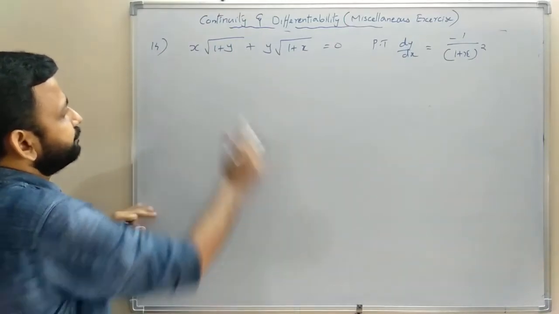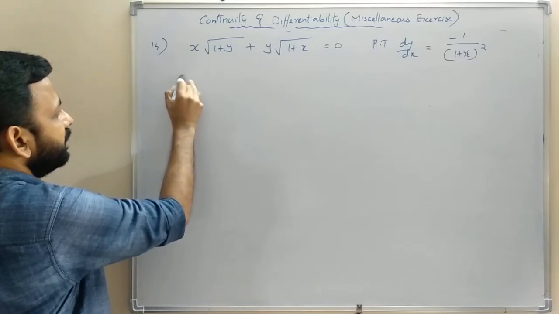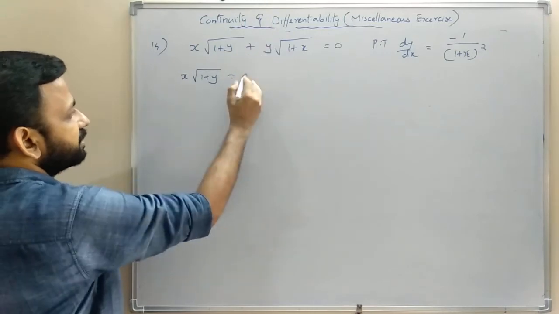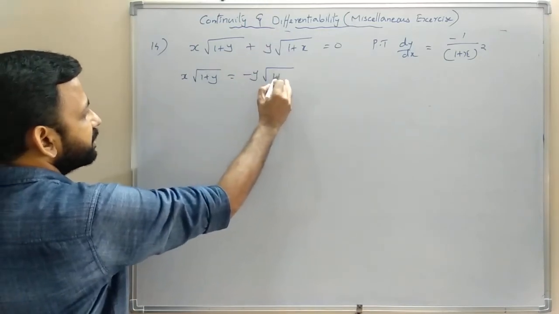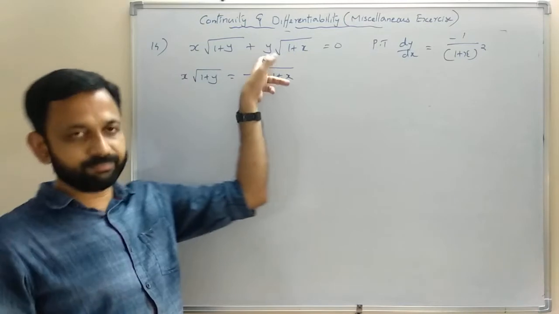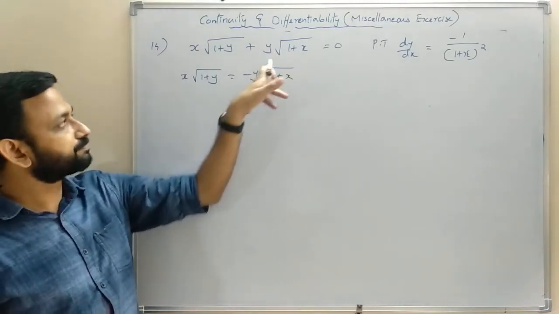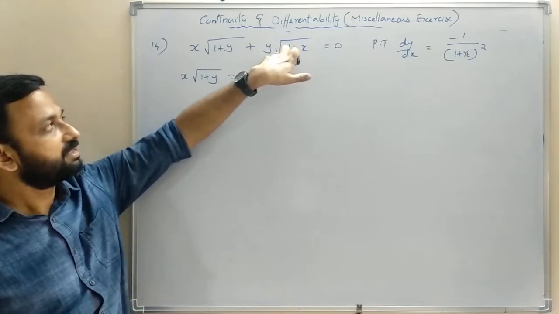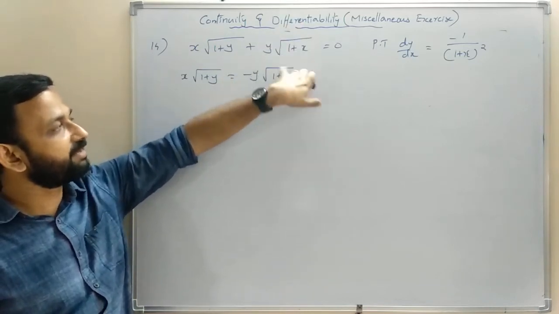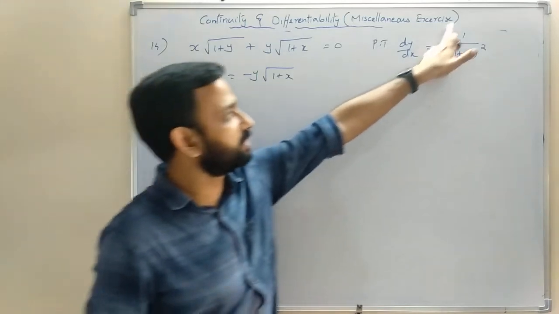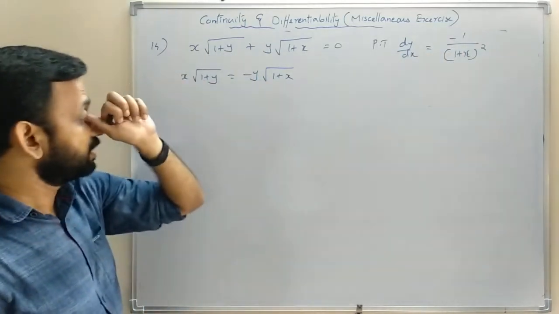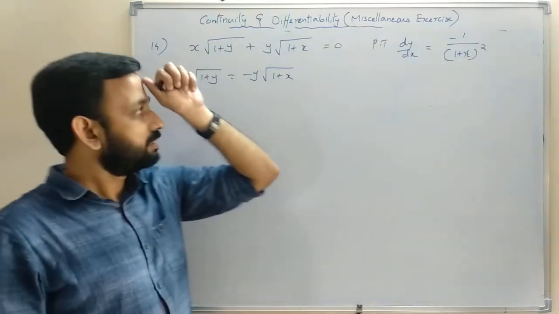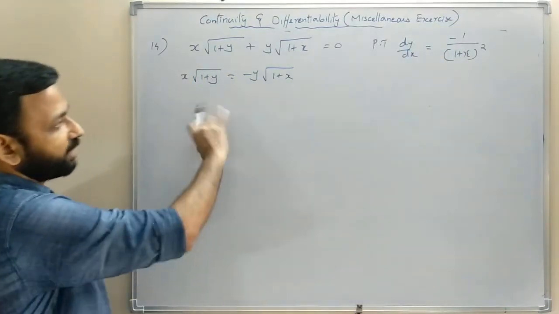So we can do one thing. x into under root 1 plus y equal to, we can take this term from left to right, minus y under root of 1 plus x. So when we apply product rule, y will be there. y into under root 1 plus x dy by dx, when we apply product rule here, y into then 1 upon. So y will be there. So that y we need to avoid, because dy by dx is independent of y. So this is in terms of x. So we need to eliminate y from here.